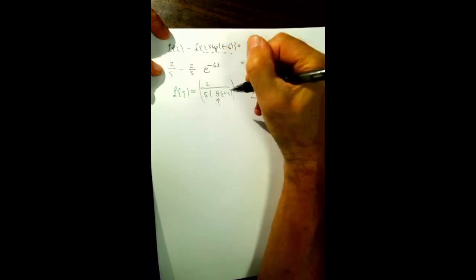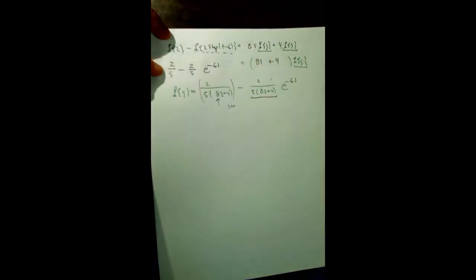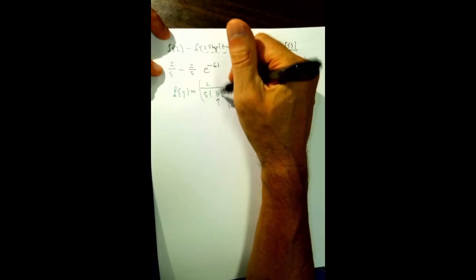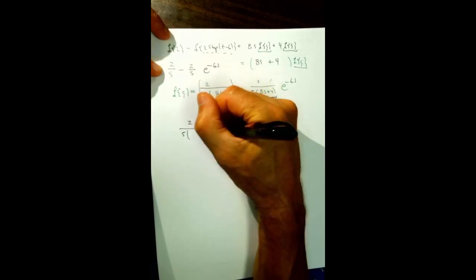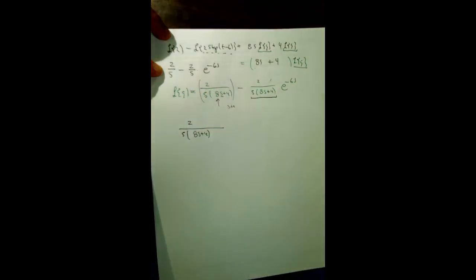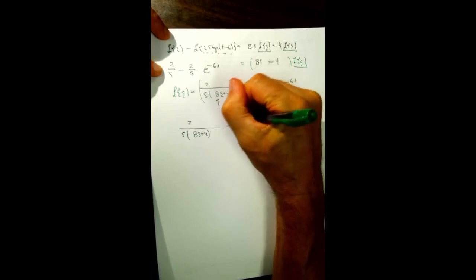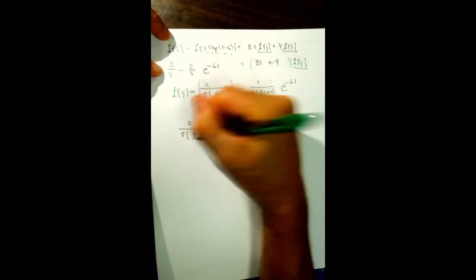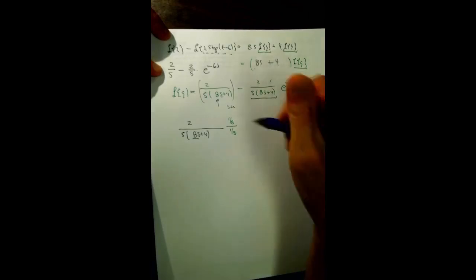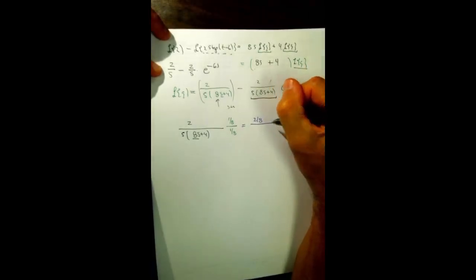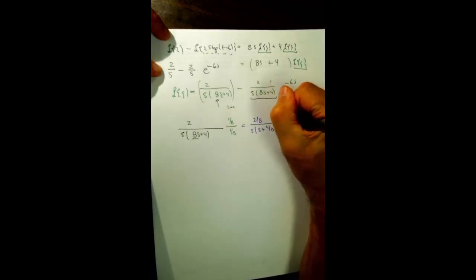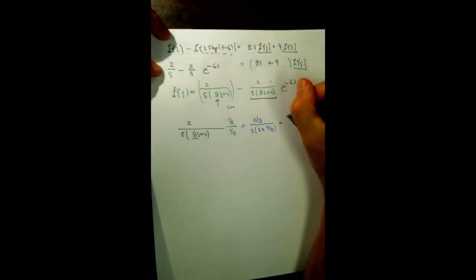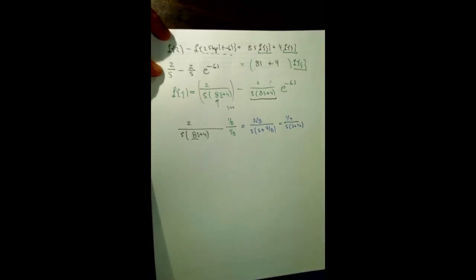Just like before, I would like this to look like s plus a, because that's what my transform tables look like. So what do I have? I have 2 over s times 8s plus 4. I'm going to multiply top and bottom by 1/8 to get rid of that. And if I do that, I'm going to get 2/8 on top. And multiplying this 1/8 through, I'm going to get s plus 4/8. So that's going to be what? 1/4 over s times s plus a half. And now I can do partial fractions on this.